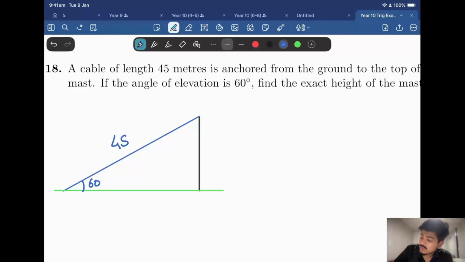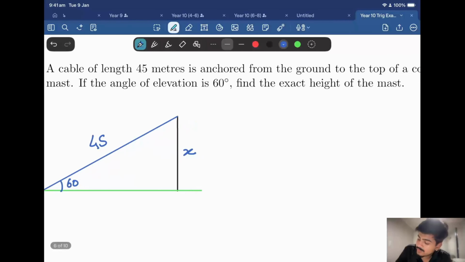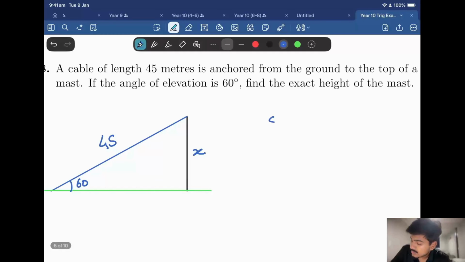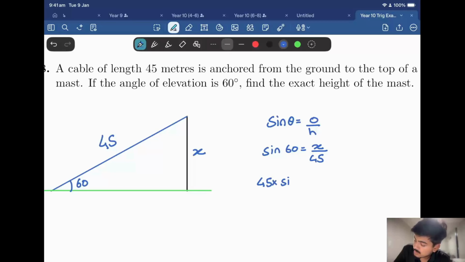So this is 45 meters and the angle of elevation is 60. What are we trying to find? The height of the tower. So we can use sine theta, which is opposite over hypotenuse. So sine 60 is equal to x over 45, so 45 times sine 60 is equal to x.